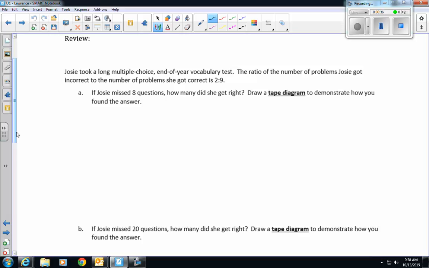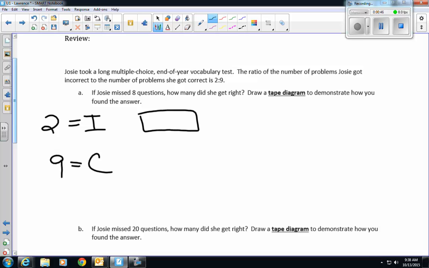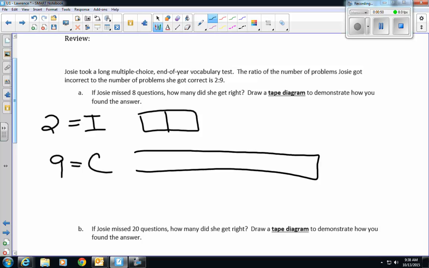Okay, so let's draw a tape diagram, incorrect and correct. 2, 9. So 2 incorrect, 9 correct. 2, 3, 4, 5, 6, 8, 9.